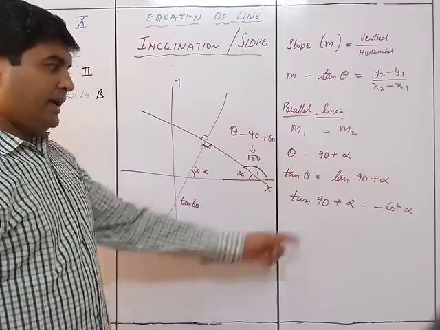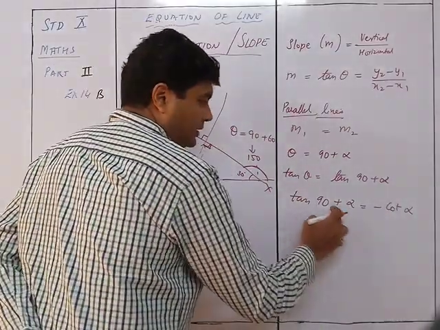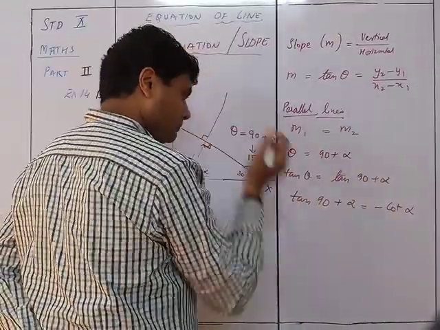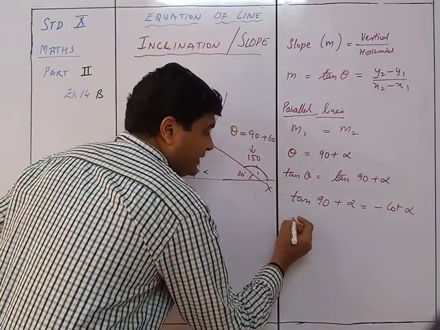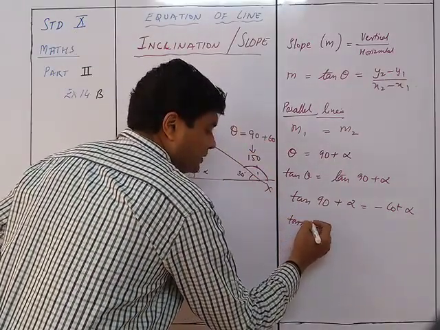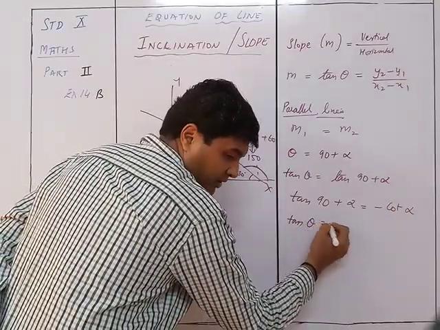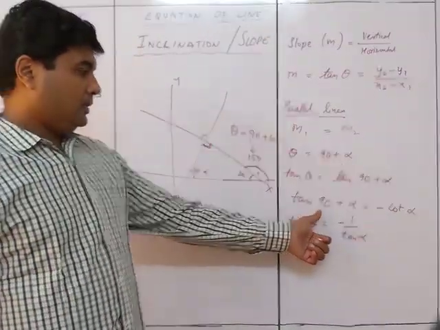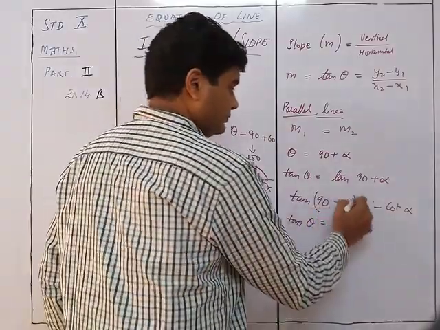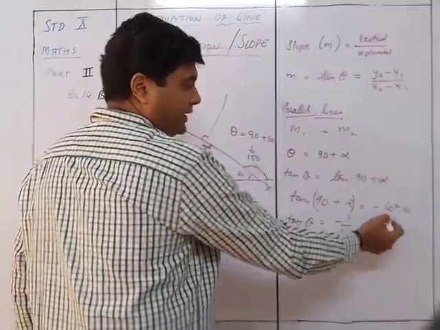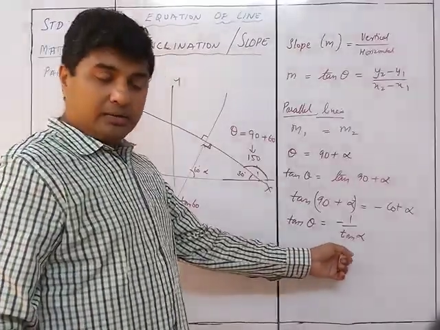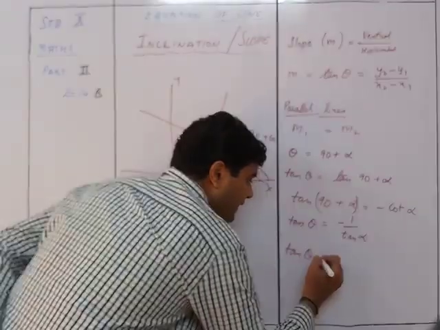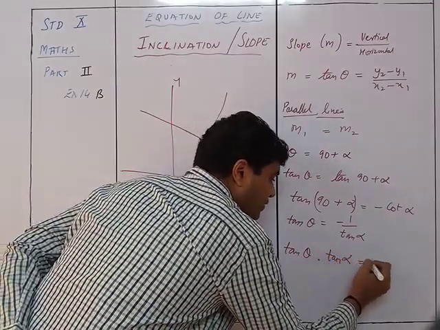Okay. Hence what will happen? You can find that over here this becomes, let's take it up in this part, tan theta is equal to minus 1 upon tan alpha. Tan theta is tan of 90 plus alpha, which is equal to minus cot alpha, that is, minus 1 upon tan alpha. So if I bring it over here, what will happen? It will be tan theta into tan alpha is equal to minus 1.